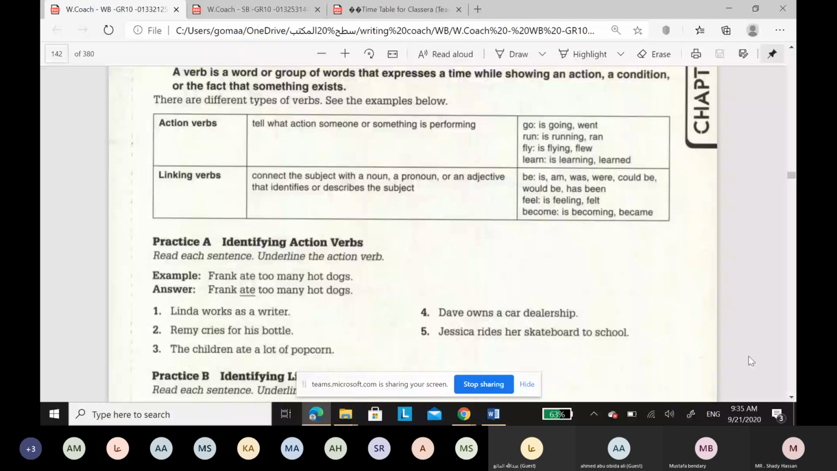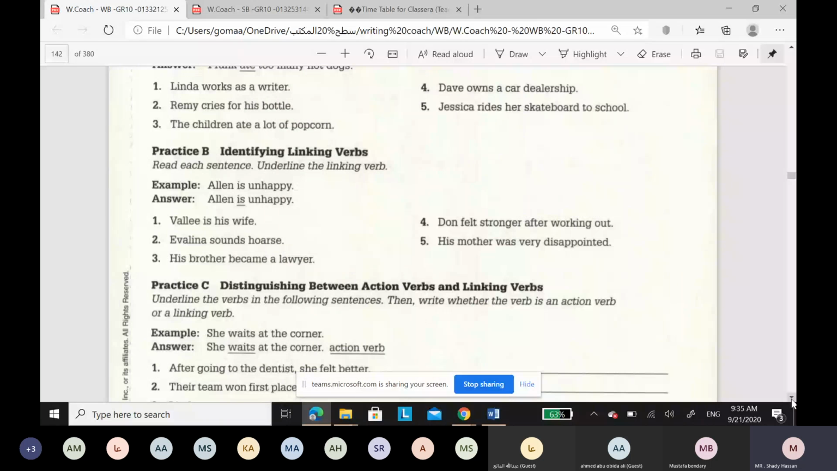Practice B. Identifying linking verbs. Read each sentence, underline the linking verb. Example, Alan is unhappy. The correct answer in here is is. Is expresses a linking verb. Fine. Number one, Valley is his wife. Where is the linking verb here? Is it Valley, is, or wife? Is. Yes, thank you.